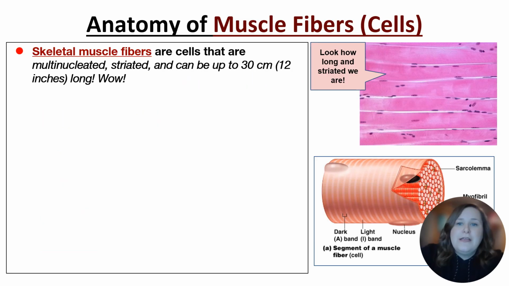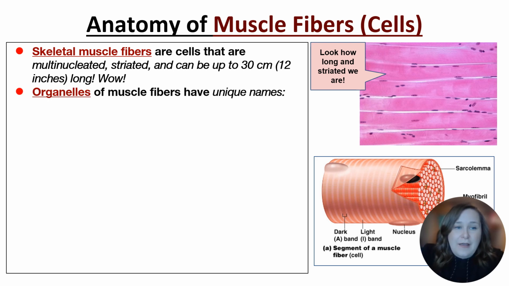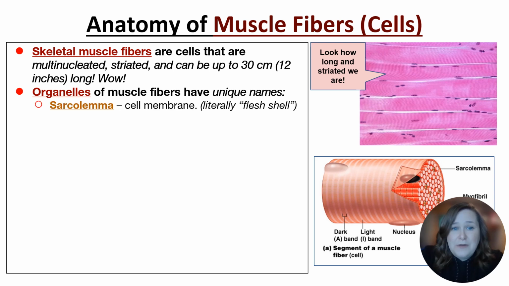So let's take another look at this. We're just going to keep zooming in and zooming in a little bit more and a little bit more. So looking at skeletal muscle fibers, we know that they're multinucleated, they're striated, and they can be really long. There's going to be a few different organelles within these muscle cells. In the same way our regular cells have organelles, our muscle cells do too. They're going to have different names, but they're going to have most of the same functions. So try to just make these names match up in your head to what you already know about cells.